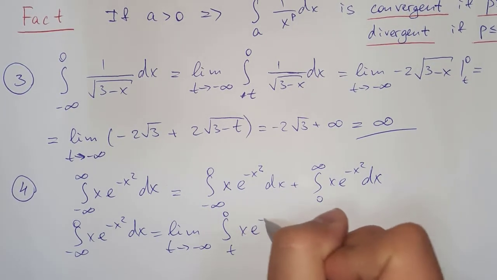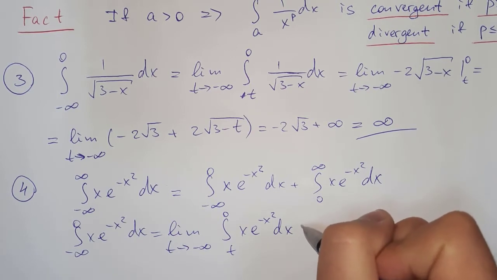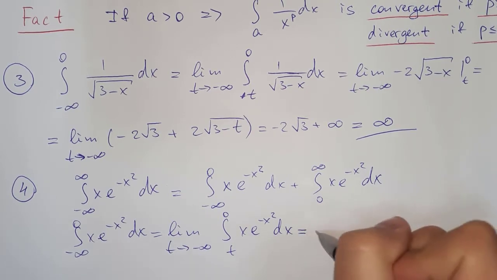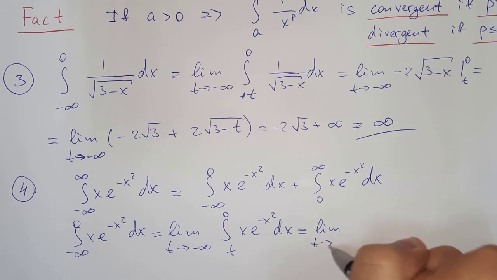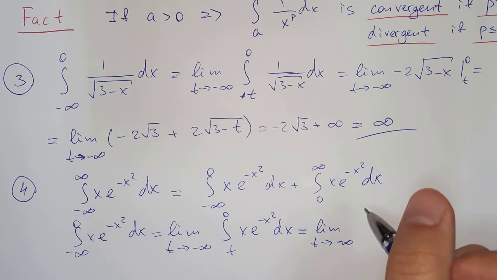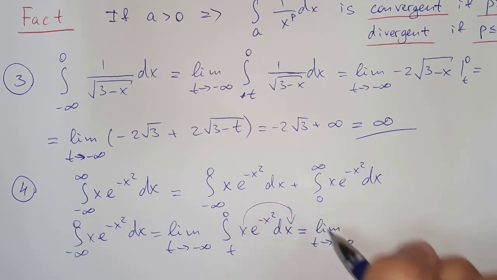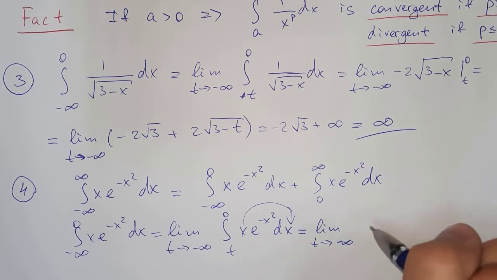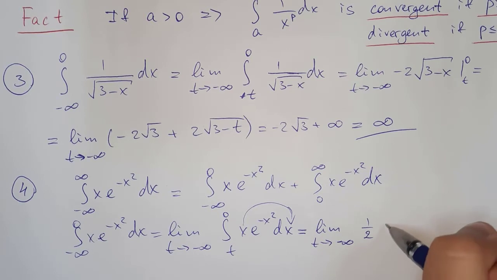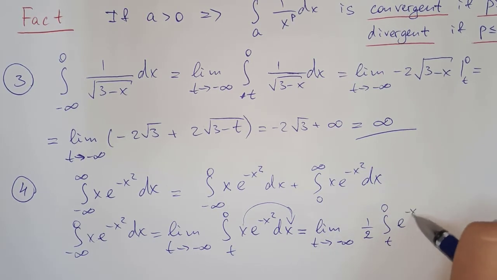∫ from t to 0 of x e^(-x²) dx. Now it will be the limit as t tends to minus infinity. In this case, we can move this x into the differential, and it will be d(x²), but we have 1/2 in front of the integral from t to 0 of e to the power of minus x² d(x²) that we will get.